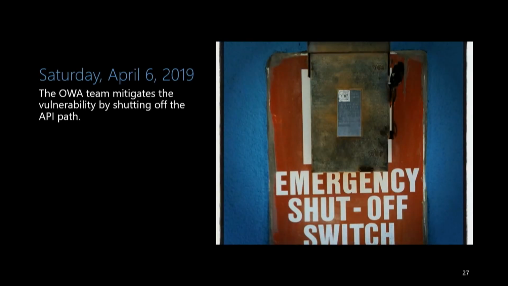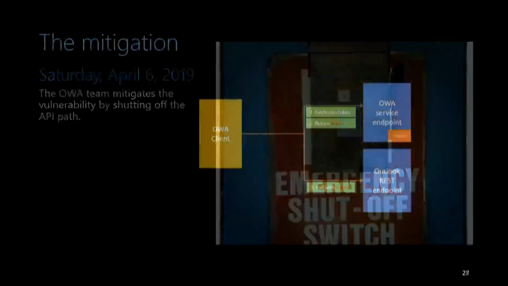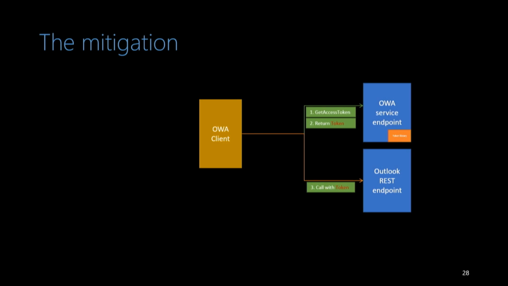So in a couple of days' time, the Outlook Web App team rolled out a mitigation and turned off get access token for resource API, which immediately stopped the clients from getting a partially signed access token. This also meant there was a trade-off, and I'll talk more about it in the details. So let's dig a bit more into the details of the mitigation.